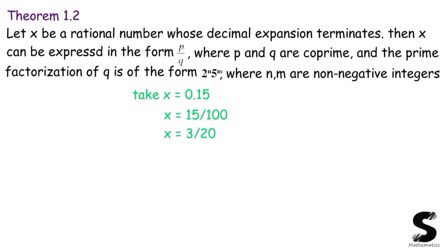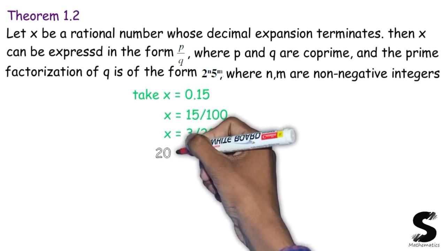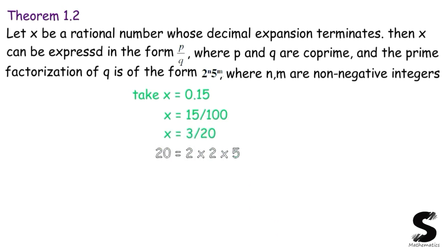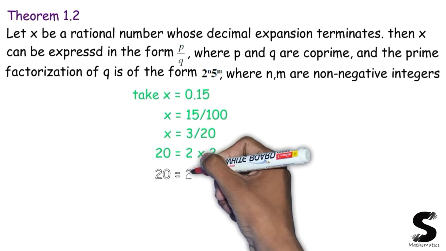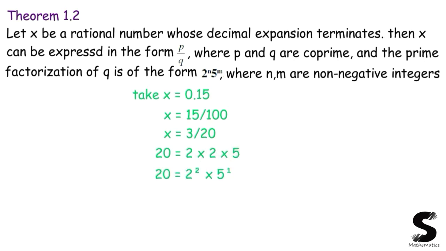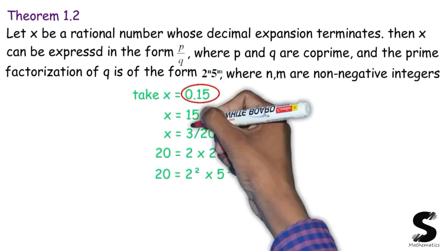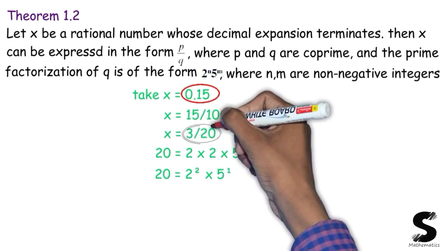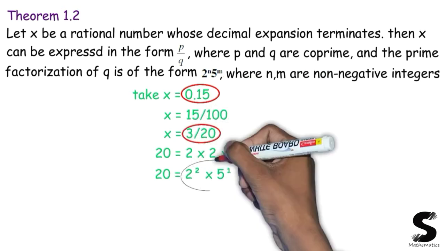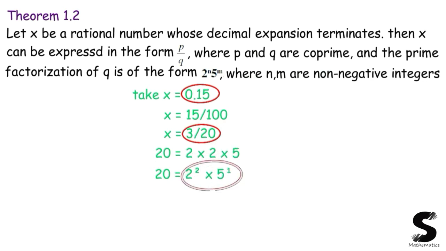Now we will prime factorize the denominator value q equal to 20. 20 is equal to 2 into 2 into 5, so 20 can be written as 2 square into 5 to the power of 1. It is in the form of 2 power n into 5 power m. Now I will correlate the example with the statement. Let x be a rational number, we took 0.15, and this can be expressed in the form p by q, that is 3 by 20. Then the denominator is of the form 2 power n into 5 power m.